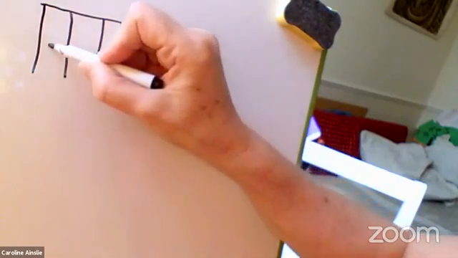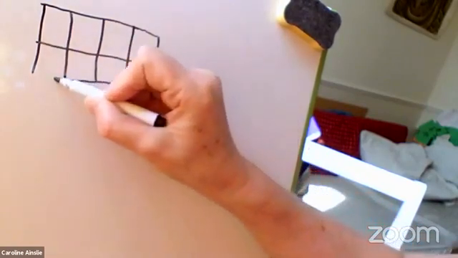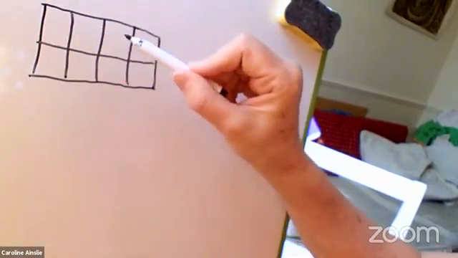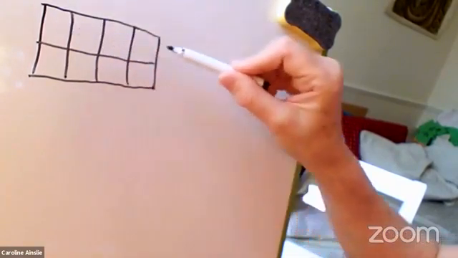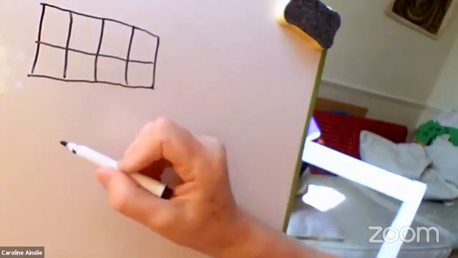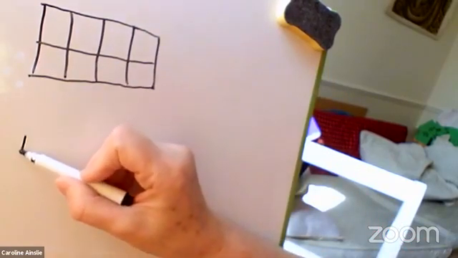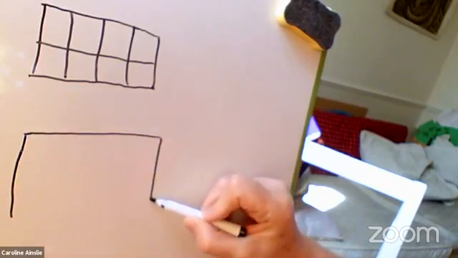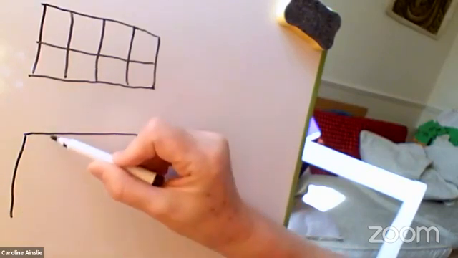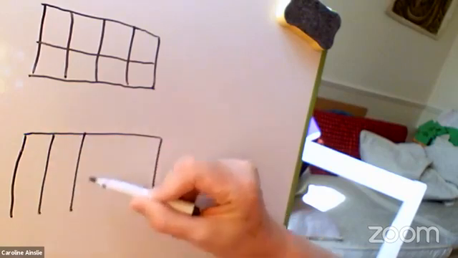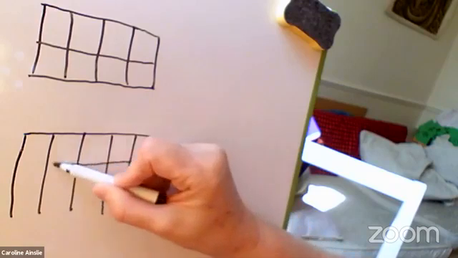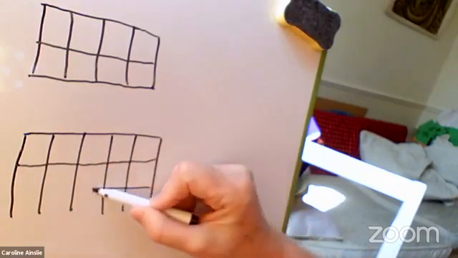We want squares. We want one lot of squares. We want 2 lots of squares and 2 rows. So we've got 1, 2, 3, 4 squares in a row, and we've got 2 rows. And then the other one is we want 1, 2, 3 down, 1, 2, 3, 4, 5. Make sure they're squares. It's easier if you do this on square paper.